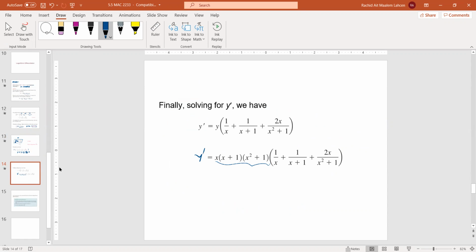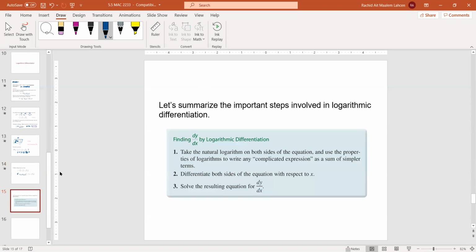So you see, a problem that could be kind of long or difficult, maybe you have x to the 10th at the beginning and you're going to FOIL many times, this logarithmic differentiation makes it simple to do. So what are the steps for it?